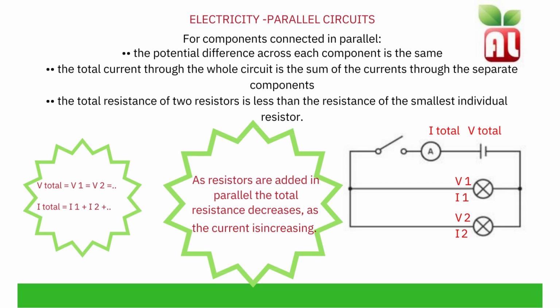The total resistance of 2 resistors is less than the resistance of the smallest individual resistor. As you add branches or loops in a parallel circuit, the total current is increasing, as there are more ways in which current can flow. As current increases, total resistance must have decreased.